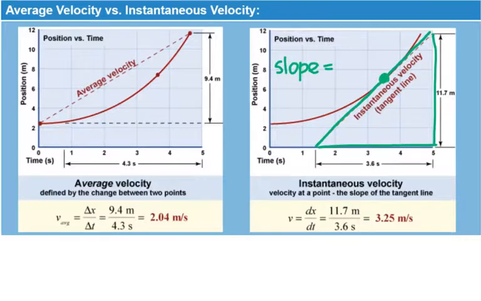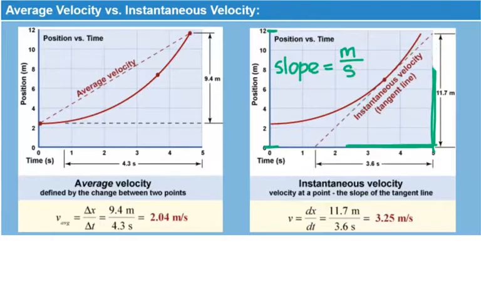The slope is the change, or the rise, and the rise is in meters, and the run is in seconds. So you see that the slope gives you velocity in meters per second. Your rise over the run will give you the instantaneous velocity at that specific point.